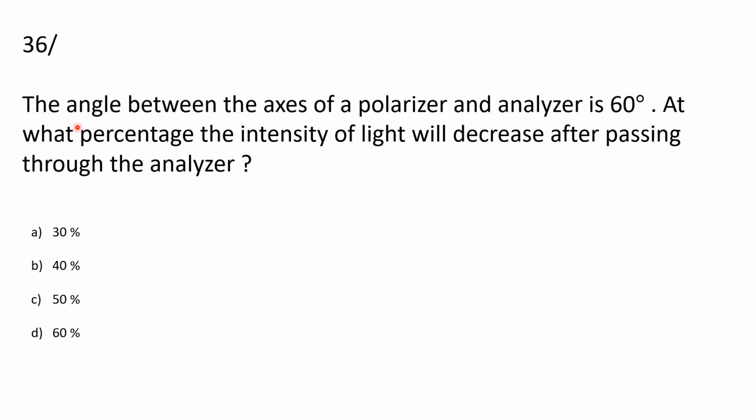Then the angle between the axes of a polarizer and analyzer is 60 degrees. By what percentage will the intensity of light decrease after passing through the analyzer? Options are 30%, 40%, 50%, and 60%. Actually, the options do not match the answer. So let's see what its solution will be.